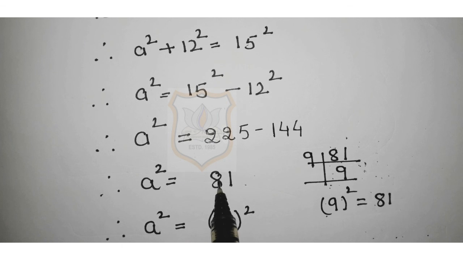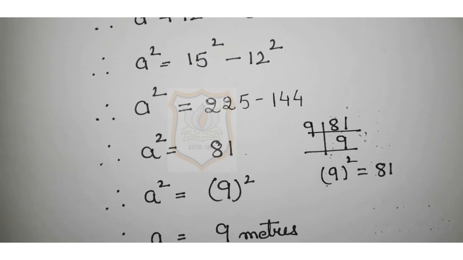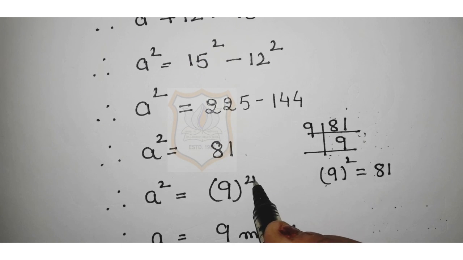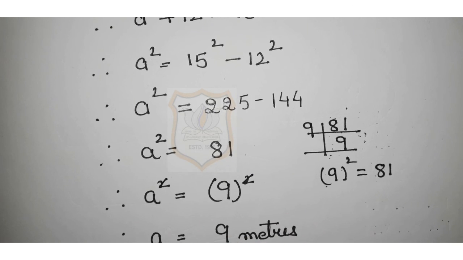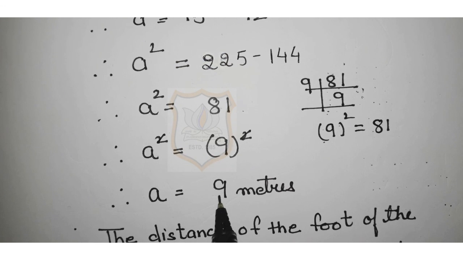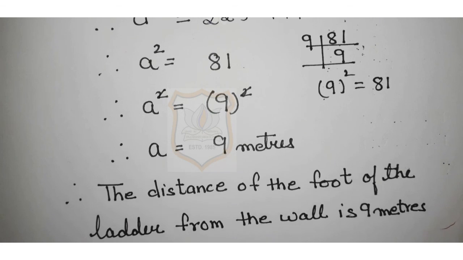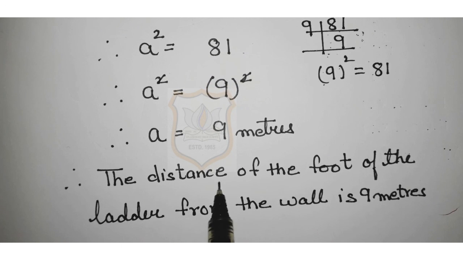So in place of 81, we can write 9 square. This square cancels and the value of A is equal to 9 meters. So we can say that the distance of the foot of the ladder from the wall is 9 meters.